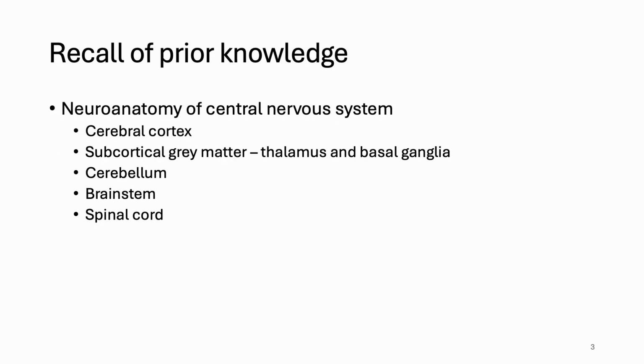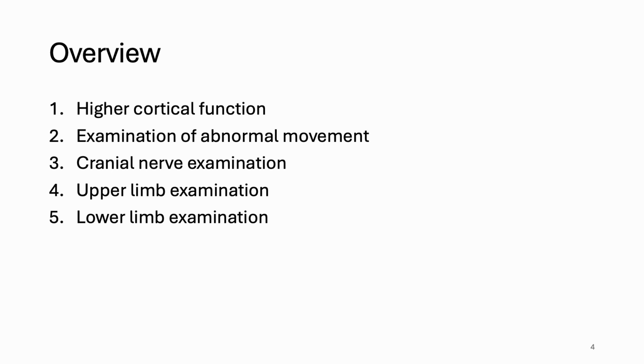Before I go further into this mini lecture, it will be very important to recall your prior knowledge of the neuroanatomy of the central nervous system, specifically the cerebral cortex, subcortical gray matter such as thalamus and basal ganglia, cerebellum, brainstem, and spinal cord. Now here is the overview of the examination of the central nervous system.